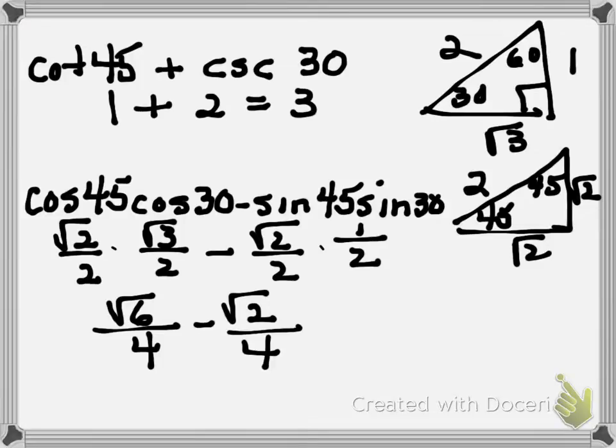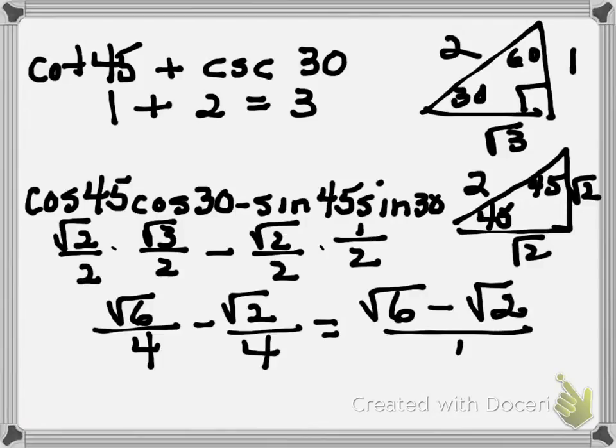This is not equal to the square root of 4 over 2. You can multiply numbers that are underneath the radical, but you can only add and subtract when you have like numbers underneath the radical. So we end up with the square root of 6 minus the square root of 2 over 4.